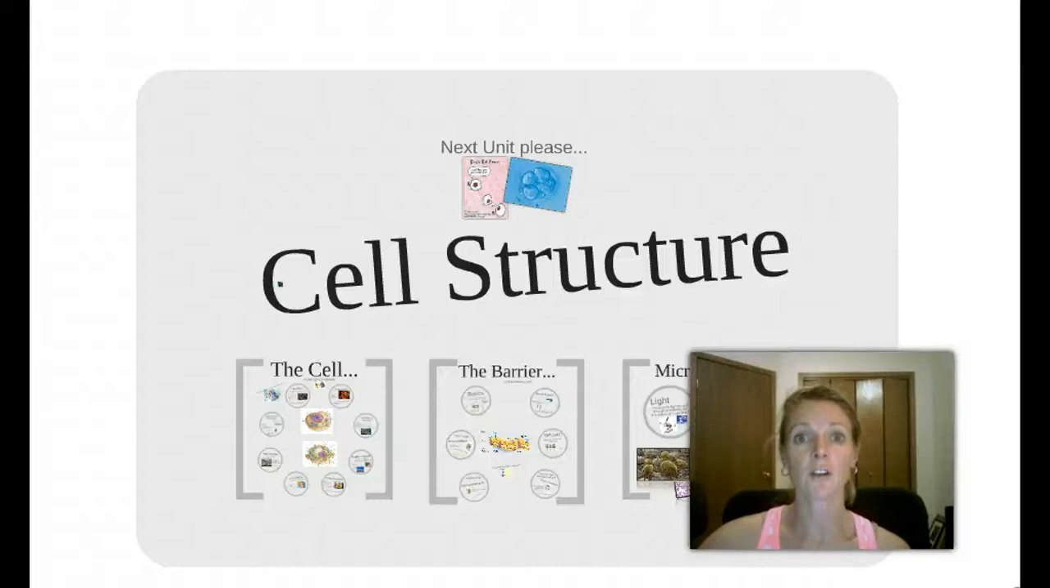Still in cell structure. Yes, we're going to be here for a little bit longer. Hey, welcome back. This is actually section 2. So, section 2 is cell structure.